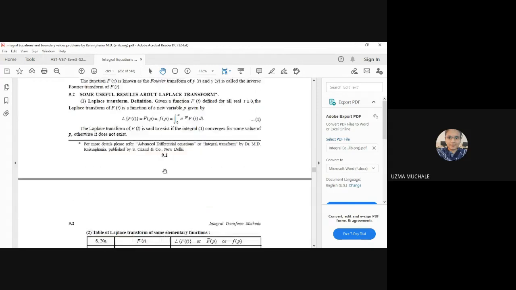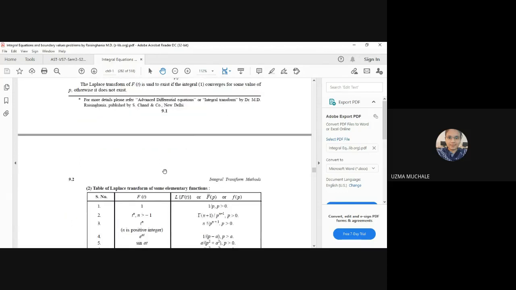Starting with the Laplace transform, we know the definition of Laplace transform which we have studied in BSc. The Laplace transform of f of t is f bar of p, which is written as the integration from 0 to infinity of e raised to minus pt, or e raised to minus st, f of t dt. Some may write it as e raised to minus st or e raised to minus pt.